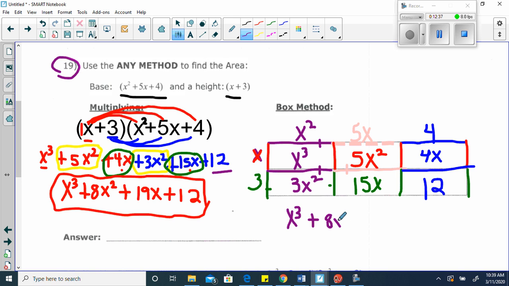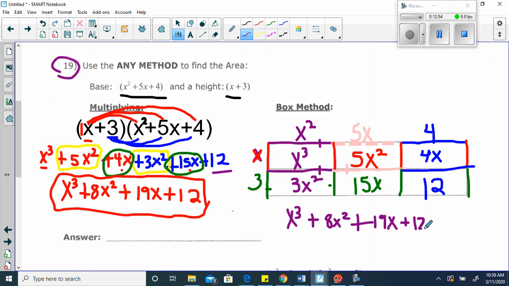Okay, next would be x's. Do I have any x's? Yep, I have a 15x here and a 4x here, so I can just add them. What's 15 plus 4? 19x, and then I have nothing to combine with my 12, so you can just kind of combine it. It's kind of a nice visual already for you.